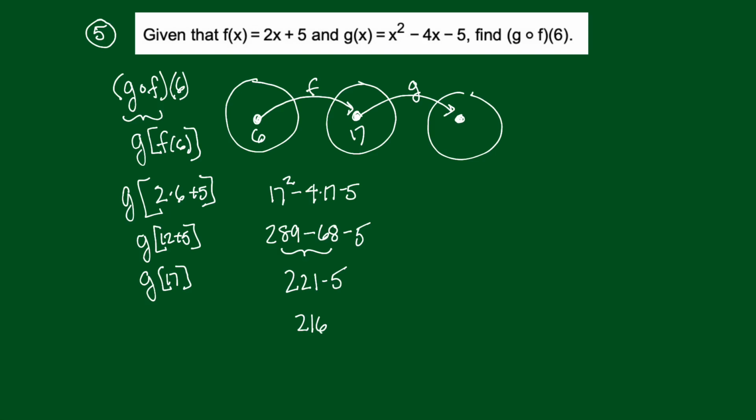So on my picture, what I'm doing is this. I'm starting here with a 6. I process it with f. That gives me a 17. I process it again using g, and that takes me over to a 216. So I'm going to claim now that if I process 6 using this rule here, I'm going to come out with a 216.